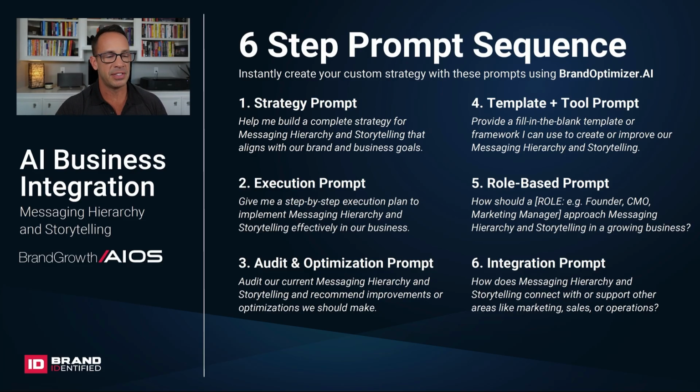And then finally, the 6th prompt in this 6-step prompt sequence that you can add into BrandOptimizer.AI is, how does messaging hierarchy and storytelling connect with or support other areas of our business like marketing, sales, or operations? So this is that 6-step prompt sequence that you can go over to BrandOptimizer.AI and just strategically enter all 6 of those into there and build out your custom strategy for your business.